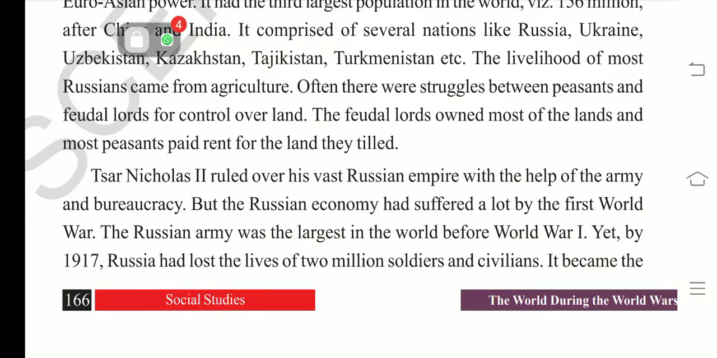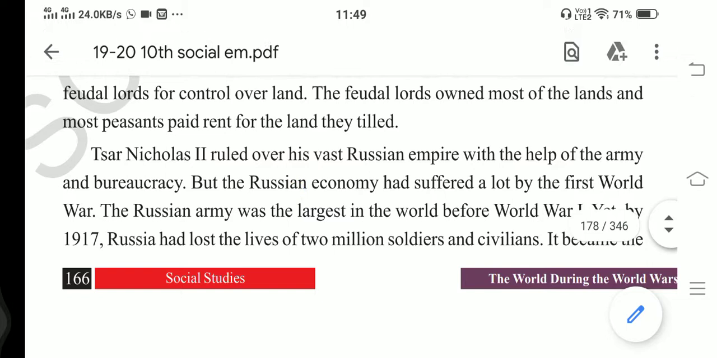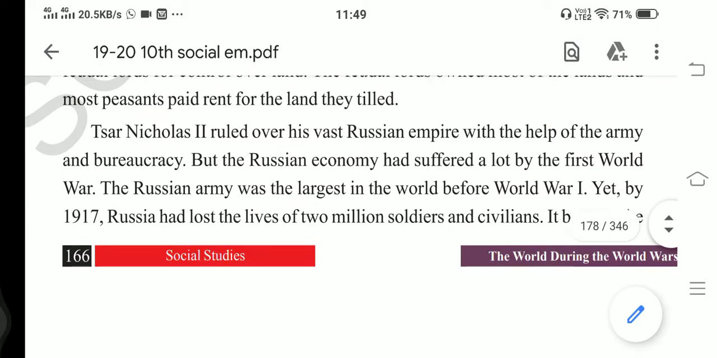It was ruled by as many as five emperors. Five czars ruled Russia. And the last czar who ruled Russia was Nicholas II. Nicholas II ruled the Russian Empire with the help of army and bureaucracy, government servants who work for the emperor. Such a group of people are called bureaucracy. Today we call it government employees instead.